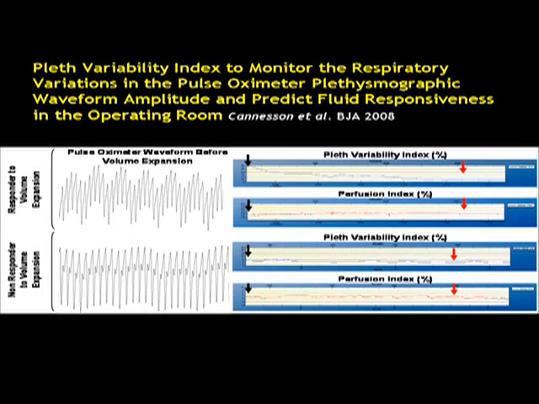And what we observed, for example, in this first patient, this patient was a responder to volume expansion. The plethysmographic waveform showed big respiratory variation, and the PVI, meaning the value that you have on your device that is automatically calculated, was 30%. And then over this 15-minute period of time, we gave a bolus of 500 milliliters of colloid, and you observe a decrease in the Pleth Variability Index that reached, at the end of the volume expansion, a value around 10.